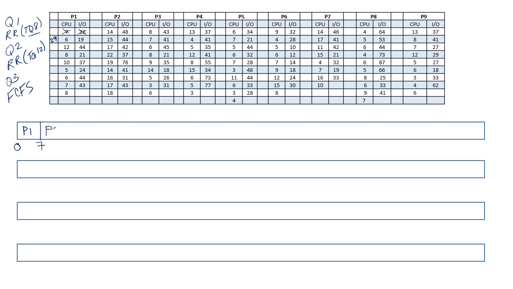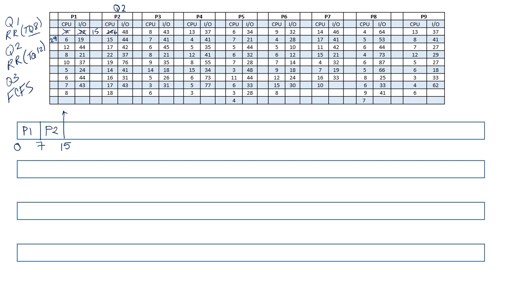P2 is going to get 8 time units on the CPU until time 15, at which time it will be preempted. It doesn't go off to I/O, it goes back into the ready queue, and it will have 6 CPU burst time units left, and it will arrive back in the ready queue at time 15, and it will be now a Q2 process. Now the current time is 15.